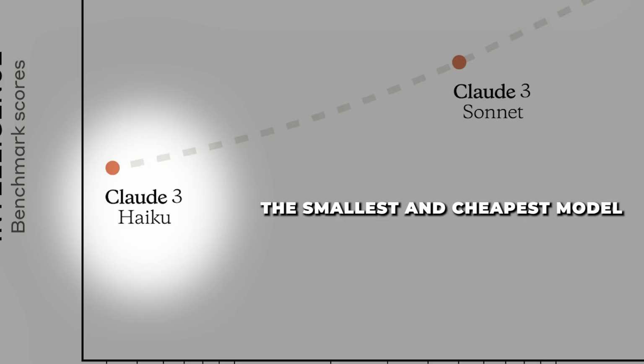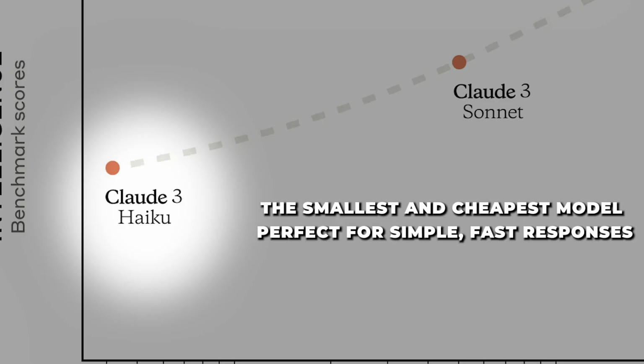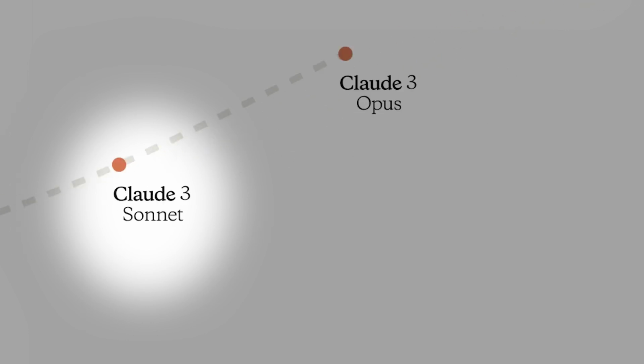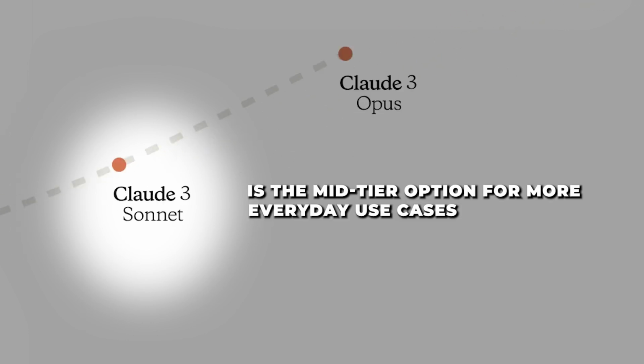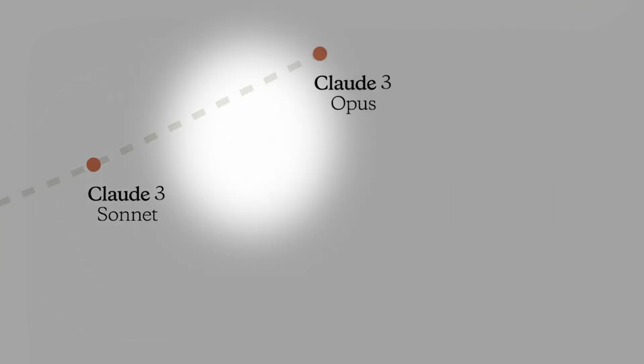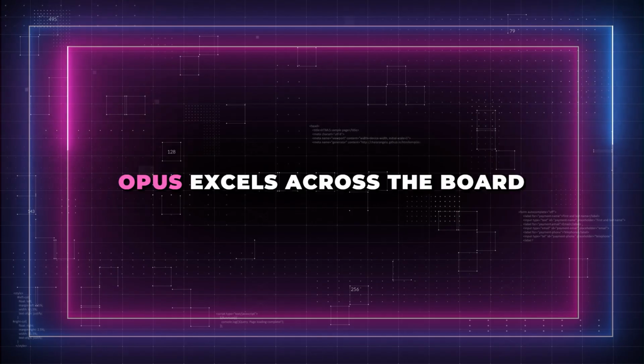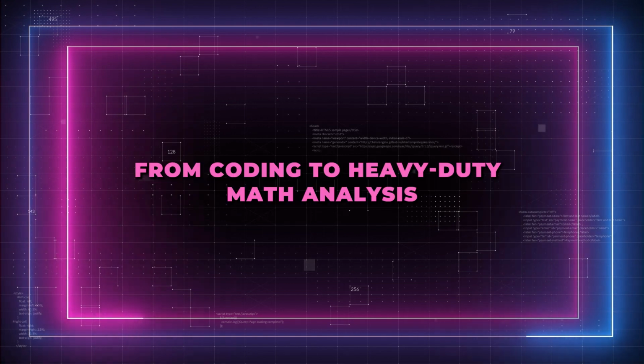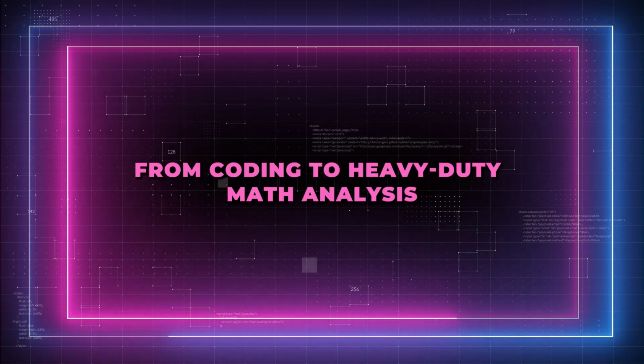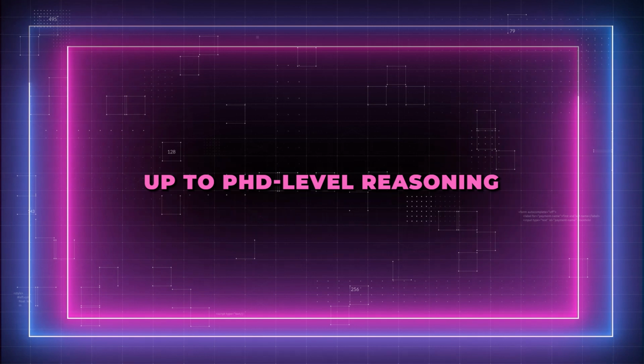Basically, Haiku is the smallest and cheapest model, perfect for simple, fast responses. Then Sonnet is the mid-tier option for more everyday use cases. And Opus is the beast, the largest and most powerful model, but also the priciest. Now, Opus excels across the board, from coding to heavy-duty math analysis, up to PhD-level reasoning.